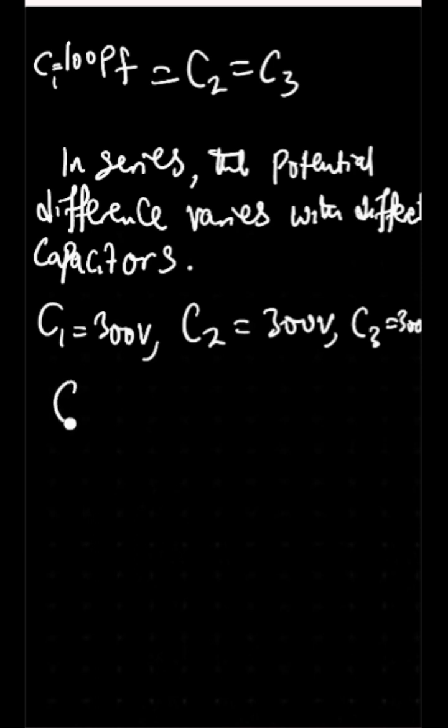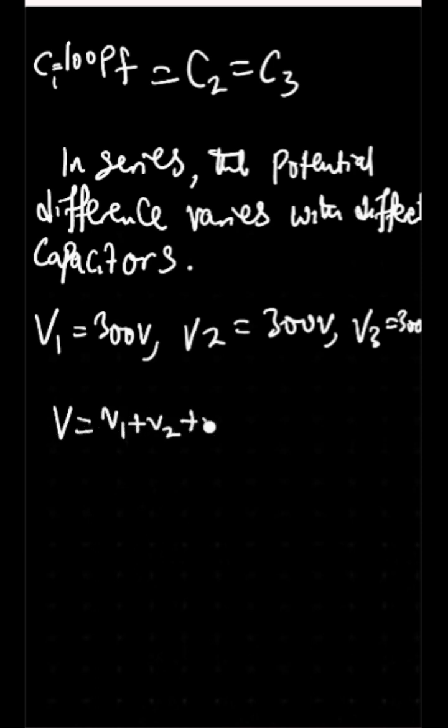So the overall potential difference now, this C1 doesn't mean capacitor 1. Don't worry, let me clean it so that it won't look confusing here. Let's just call it V1, V2, V3. So the total voltage will now be equal to V1 plus V2 plus V3. That's equal to 300 plus 300 plus 300, right? That's 900 volts.